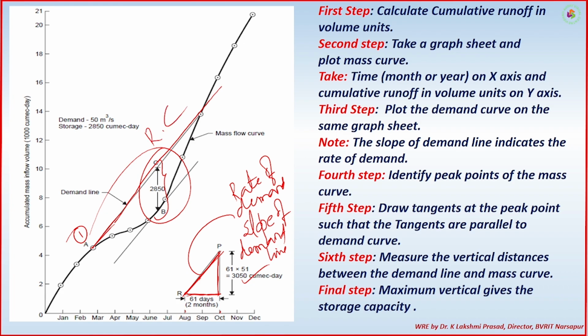We have mentioned the stepwise procedure also. Calculate the cumulative runoff in terms of volume units. Take a graph sheet and plot the mass curve. Time is on the x-axis and cumulative runoff volume is on the y-axis. Plot the demand curve on the same graph sheet. The slope of the demand line indicates the rate of demand. Identify the peak points. Draw tangents at the peak points. Measure the vertical ordinates. The maximum vertical ordinate is the reservoir capacity.